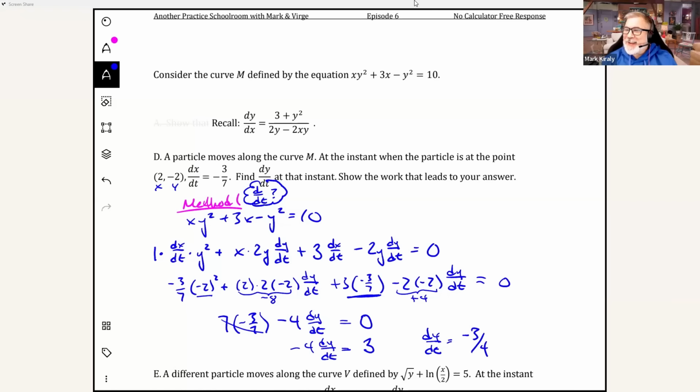All right. So that's our method one. And take a screenshot of that or something because it's about to go away. It was -3/4 though. Remember that part, right? Yep. And then now we're going to come in for method two.